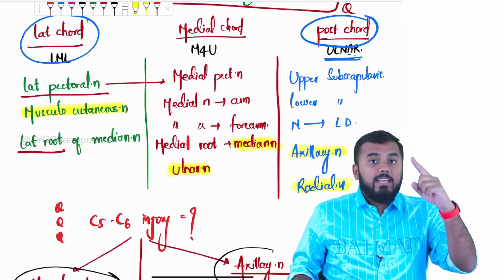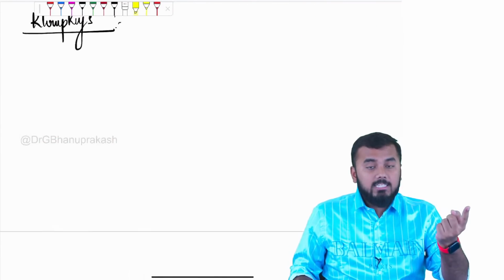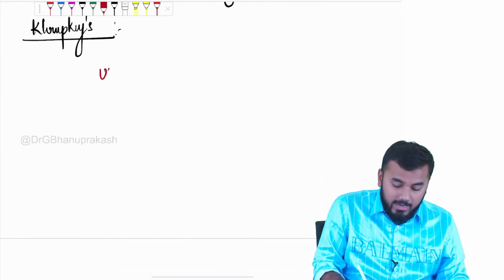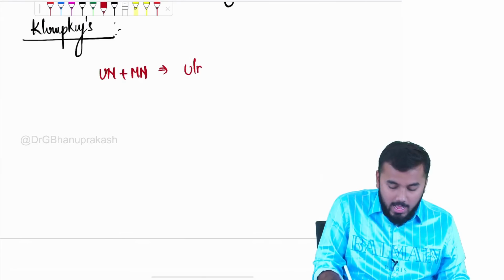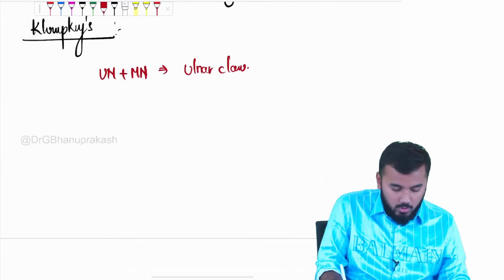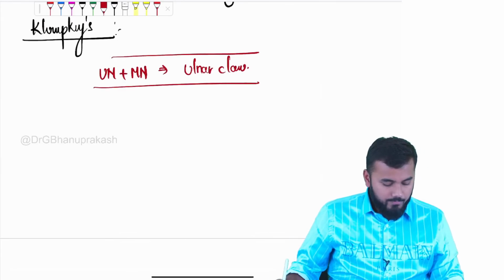So that is the reason why in yesterday's class I told you, ulnar nerve involvement plus median nerve involvement is called ulnar claw. It is called ulnar claw.